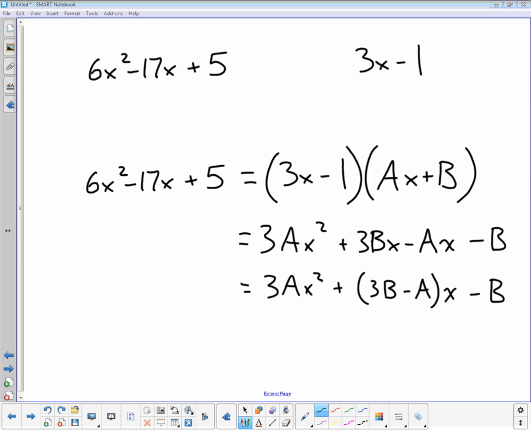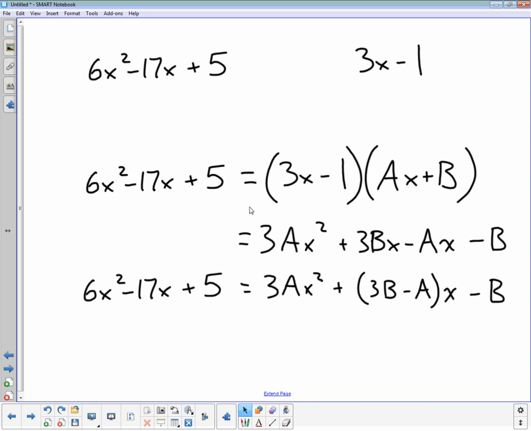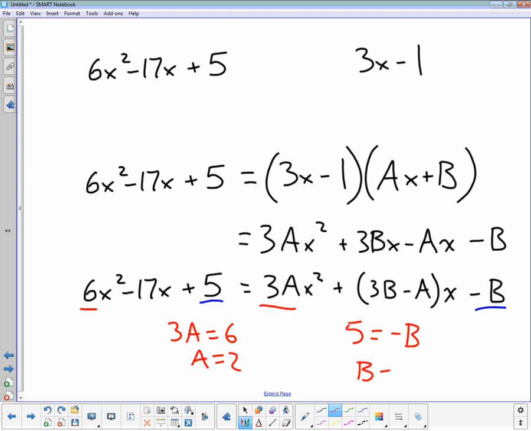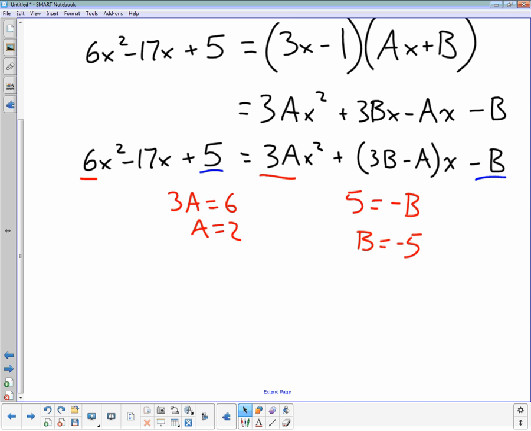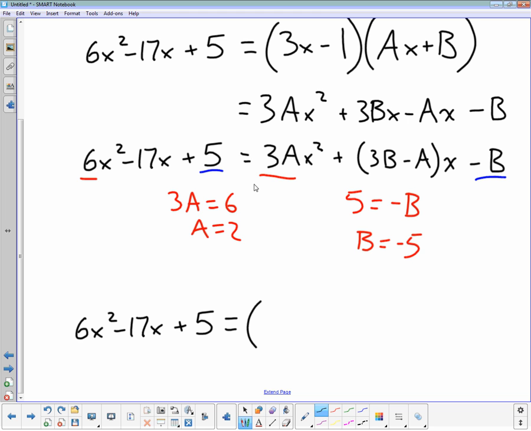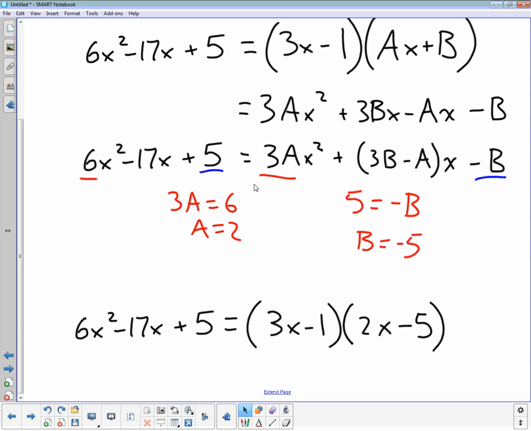Okay, so once you've foiled the whole thing out and you've collected your terms, that's saying to me that the 6 and the 3a must be equal. So 3a equals 6, a equals 2. And that also says that the 5 must be equal to negative b. So b equals negative 5. And now you can write this whole polynomial out in a little bit more generalized form. You can say, actually, so a heck of a lot easier than long division or even synthetic division, especially with a quadratic.